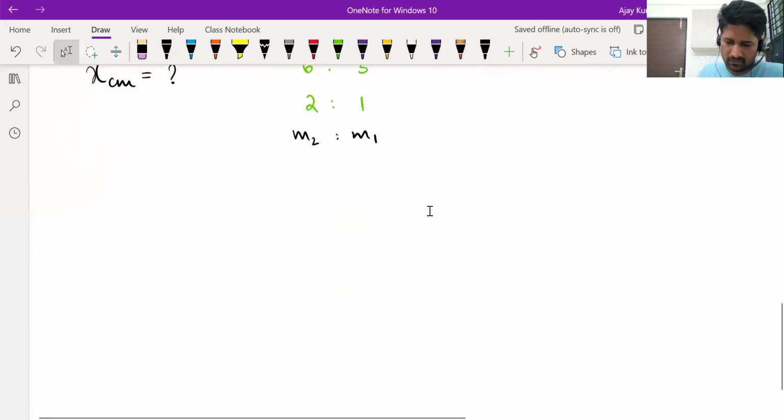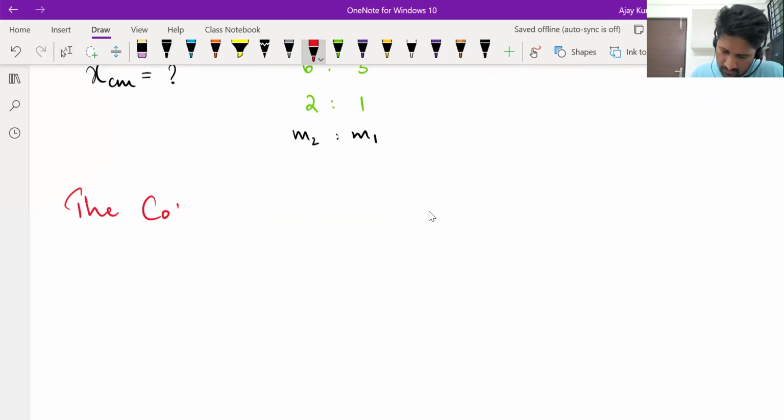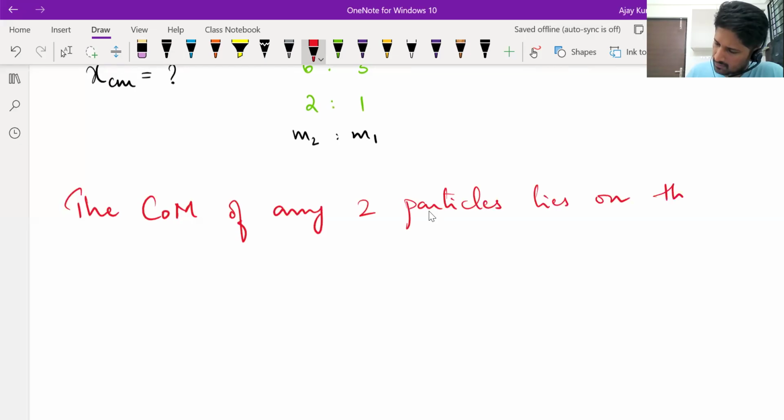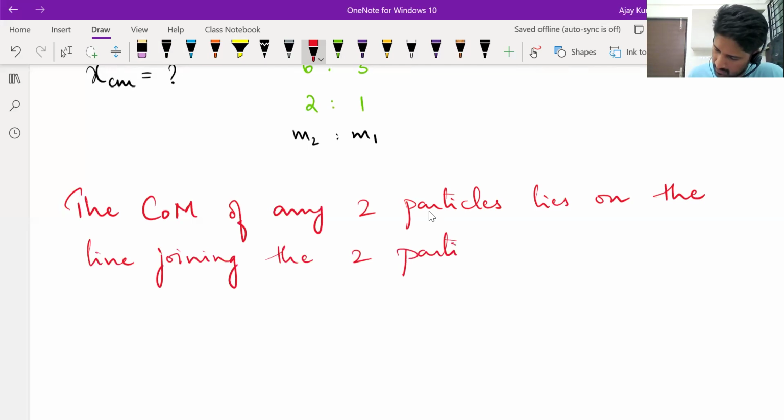Fine. So we can generalize this statement. The center of mass of any two particles lies on the line joining the two particles and divides it in the inverse ratio of masses.